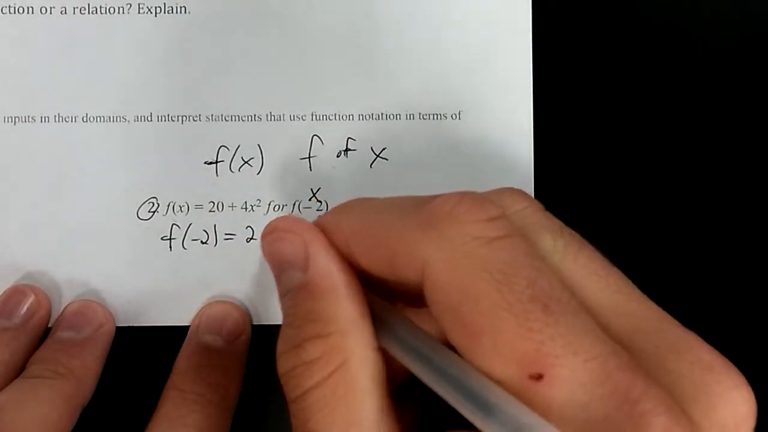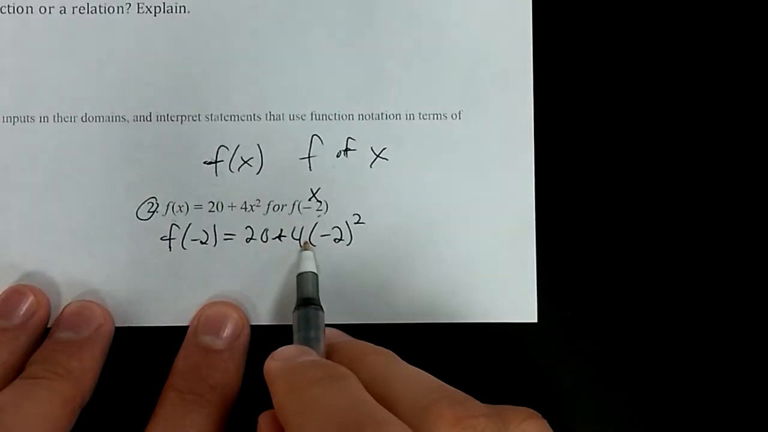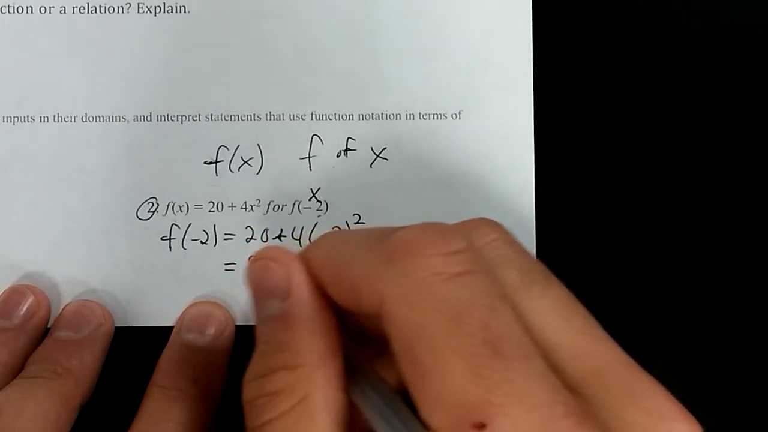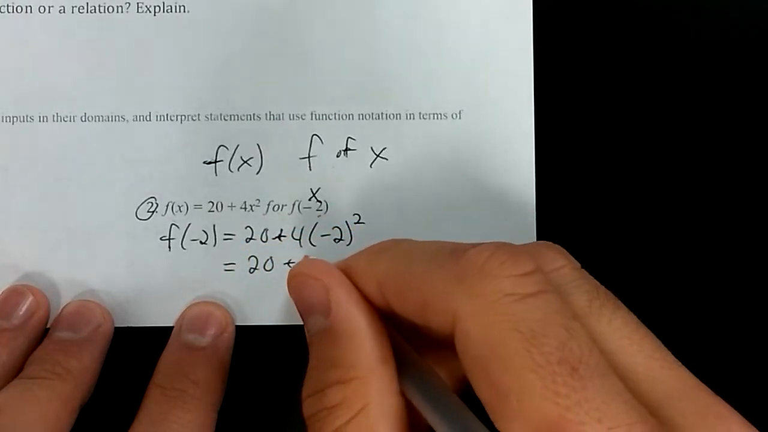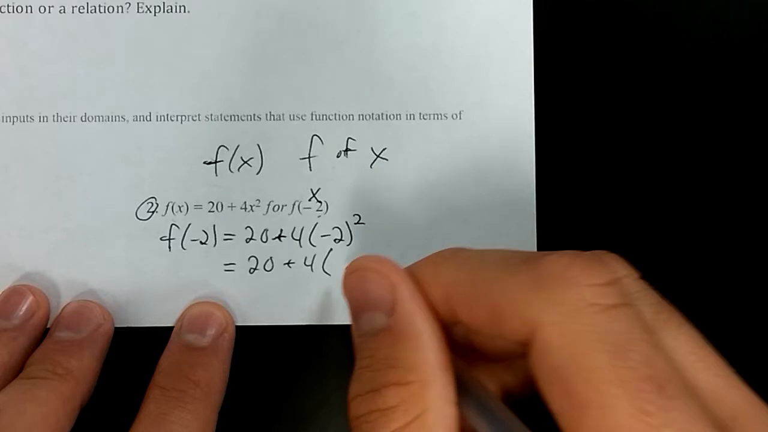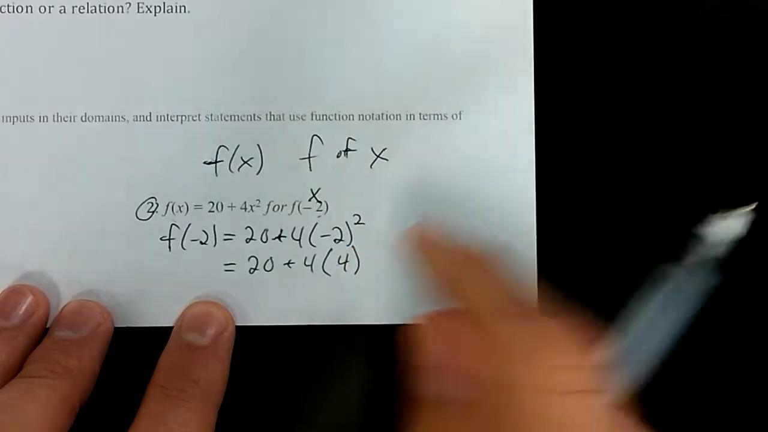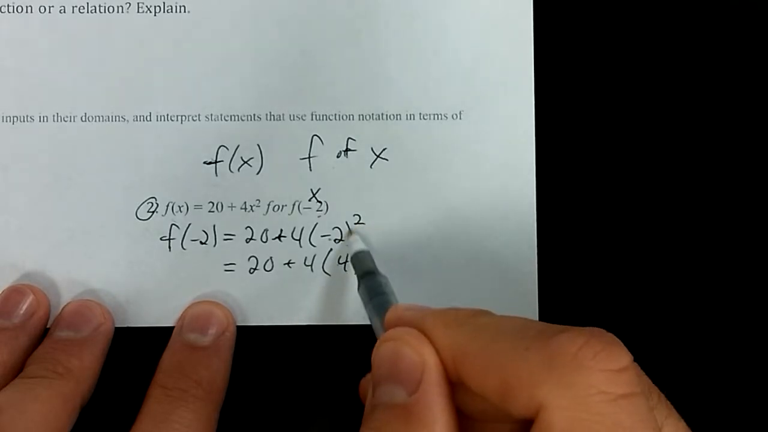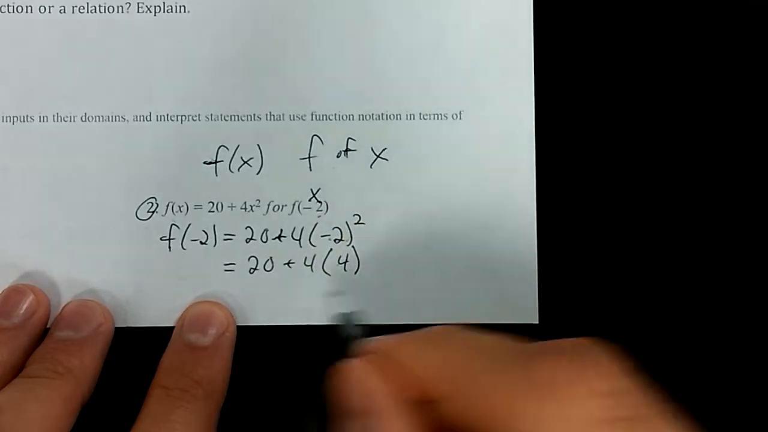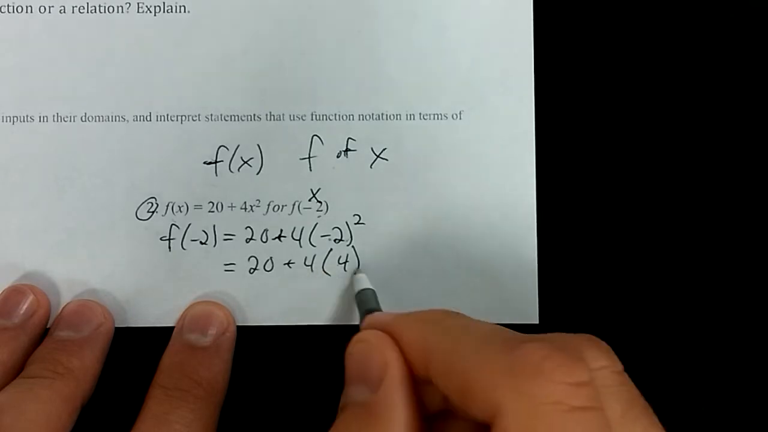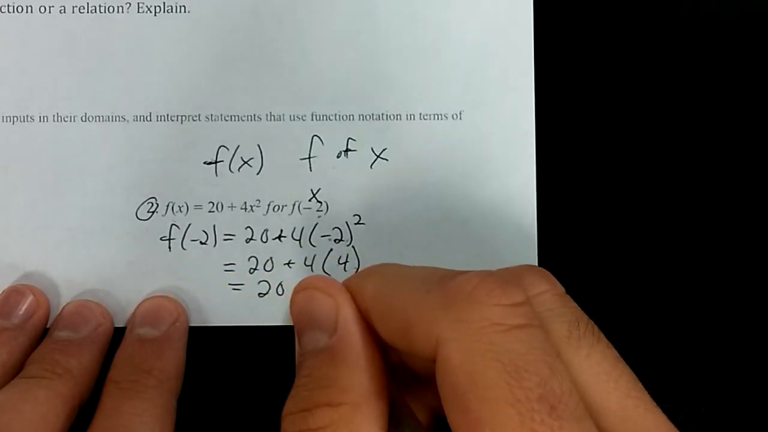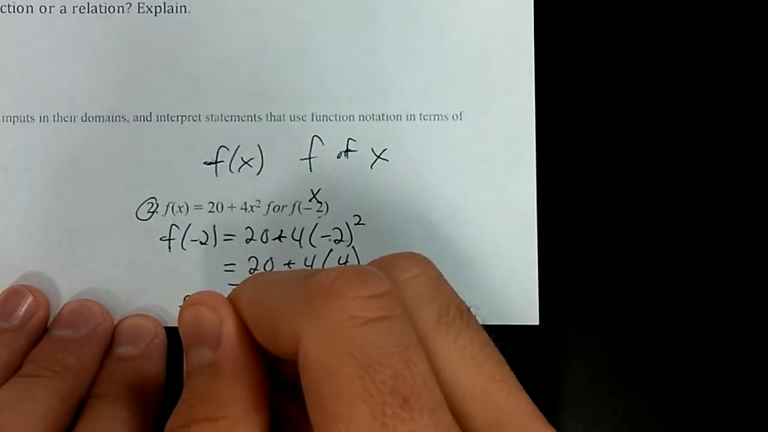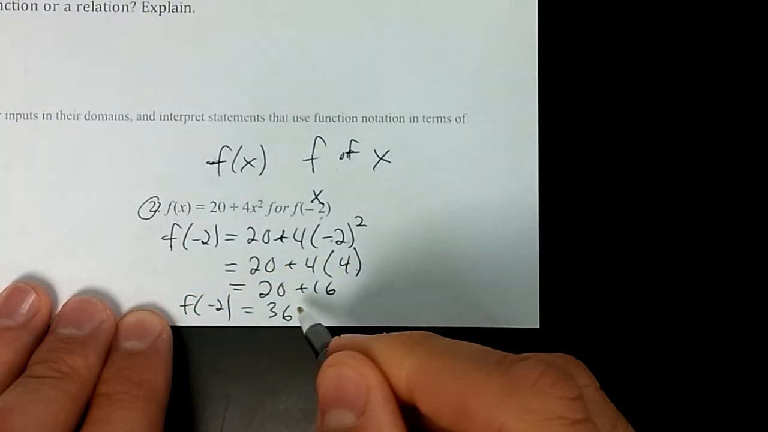Now I'm going to utilize my order of operations. I have addition, multiplication, and an exponent. And I know that exponents come first, so I'm first going to do negative 2 squared, which ends up being positive 4. Remember, it's negative 2 times negative 2 because the parentheses are around the negative 2. Now I have addition and multiplication. 4 times 4 comes first, so 20 plus 16, which ends up being 36. So f of negative 2 is equal to 36.